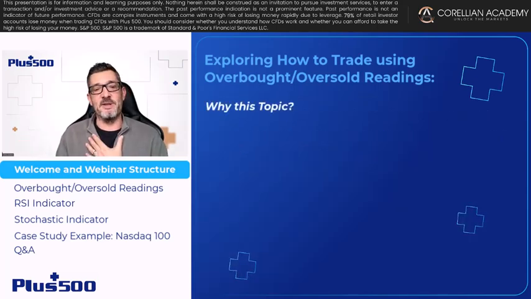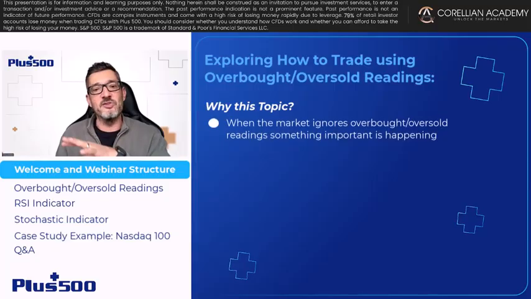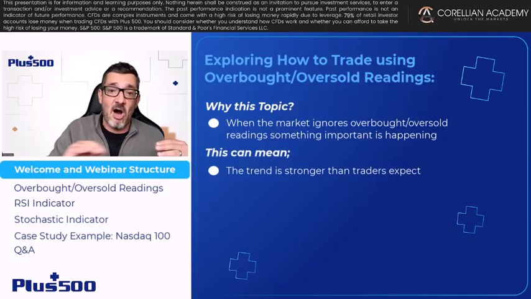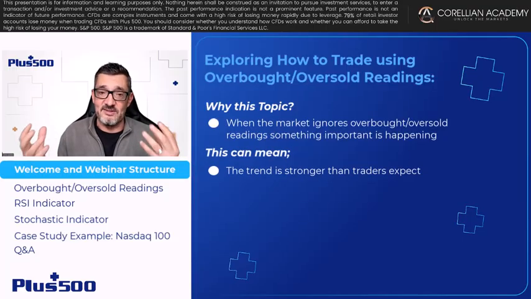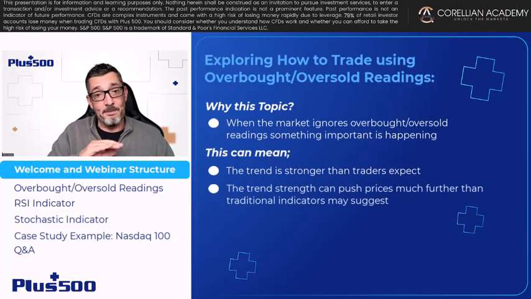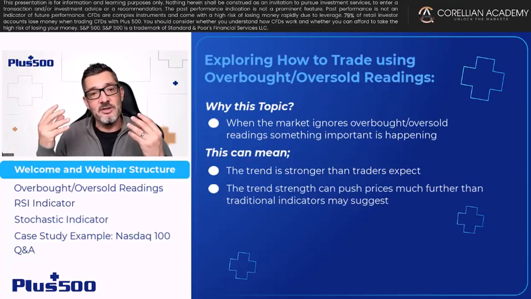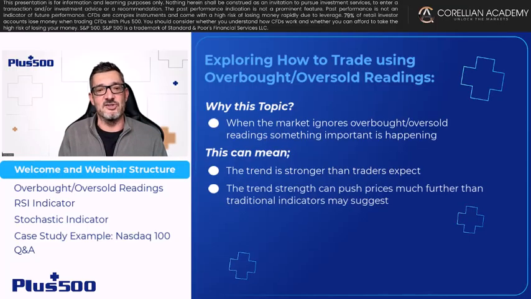So why focus on this topic today? Because when the market ignores overbought or oversold readings, something very important is happening. It can mean the trend has far more strength behind it than traders expect, and that strength can push prices much further than traditional indicators might suggest.